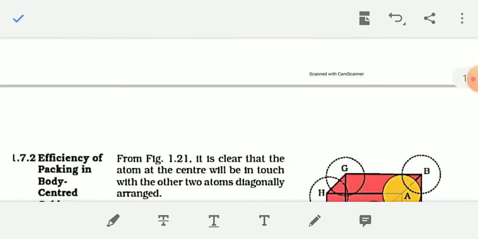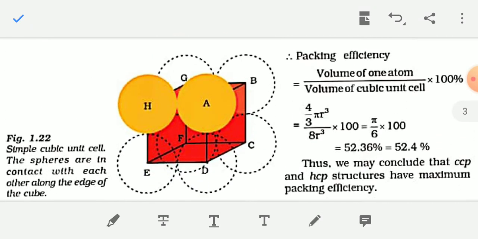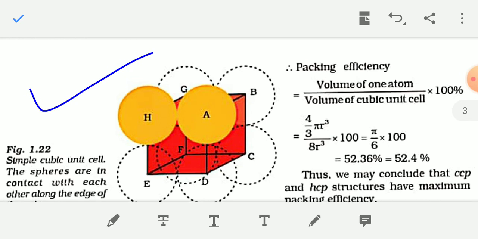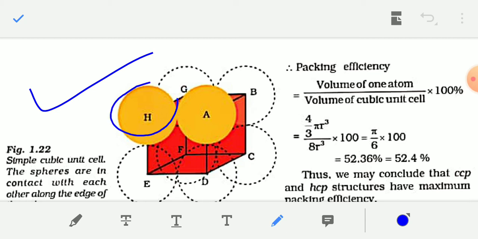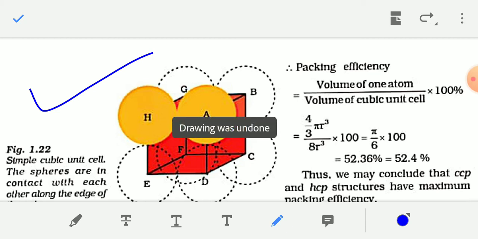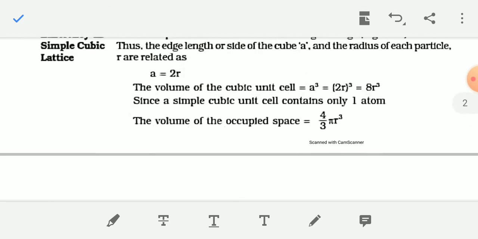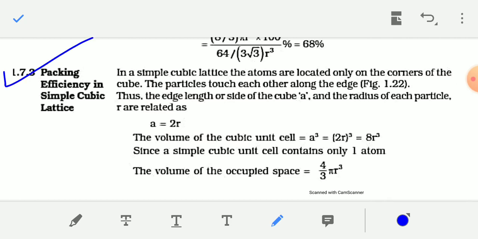So first see the simple cubic unit cell. This is the simple cubic unit cell. It looks like this, and these are particles, and this is the unit cell. You know, in case of a simple cubic unit cell, the particles are present only at the corners of the unit cell, and there is one particle per unit cell. This is the structure for the simple cubic lattice, and this is the calculation of packing efficiency of the simple cubic unit cell.